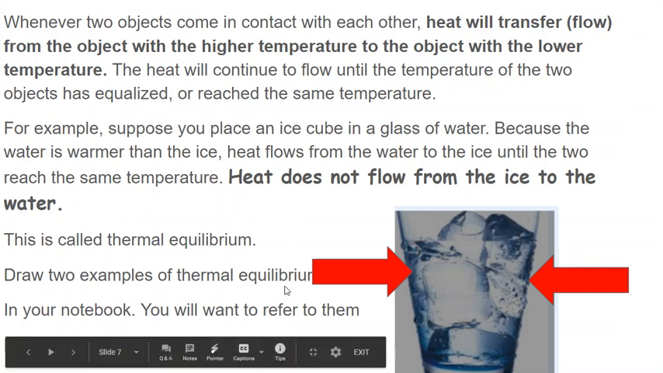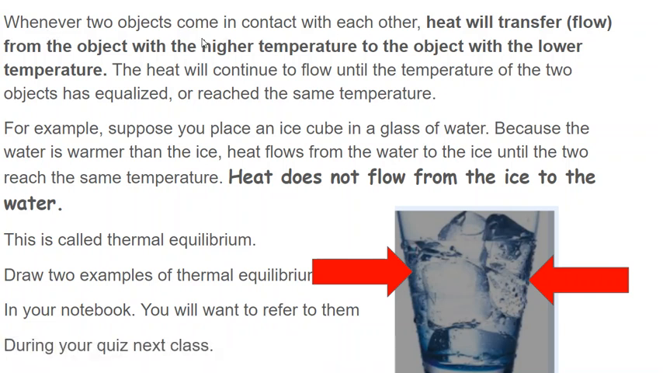Down here at the bottom is what you'll take the notes on, but just listen for a minute. Whenever two objects, any two objects, come in contact with each other, heat will transfer or flow from the object with the higher temperature to the object with the lower temperature. Think about that. The heat will always transfer from the object with the higher temperature to the object with the lower temperature. The heat will continue to flow until the temperature of the two objects has equalized or reached the same temperature.